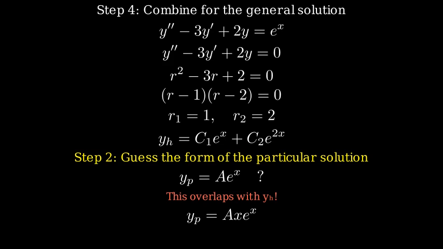y'' - 3y' + 2y = a e^x (x + 2) - 3a e^x (x + 1) + 2a x e^x. Simplifying: a e^x (x + 2 - 3x - 3 + 2x) = a e^x (-1). This must equal our right side, e^x. So -a e^x = e^x, solving for a = -1. Therefore, our particular solution is y_p = -x e^x.